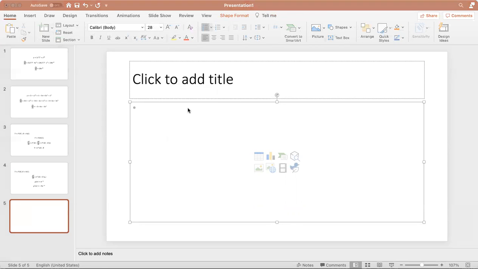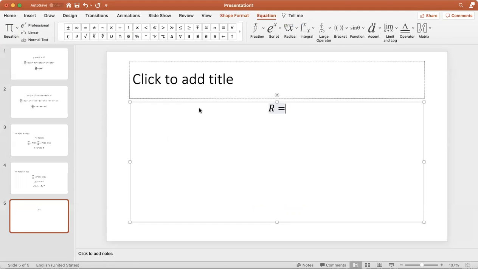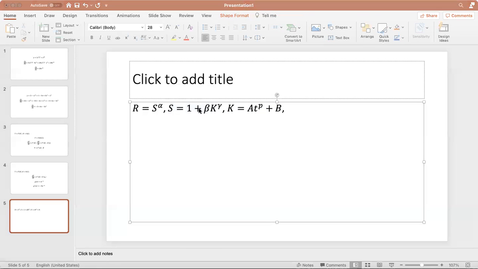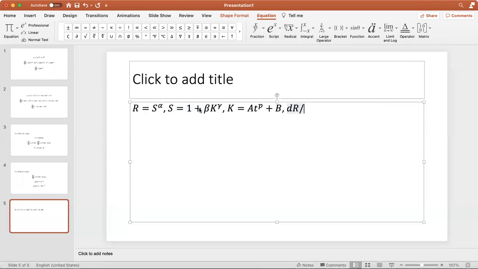Now, let's move on to the next problem. If r is equal to s raised to alpha, and we say that s is 1 plus beta K raised to gamma, and K is equal to p t plus b, find an expression for dr over dt.